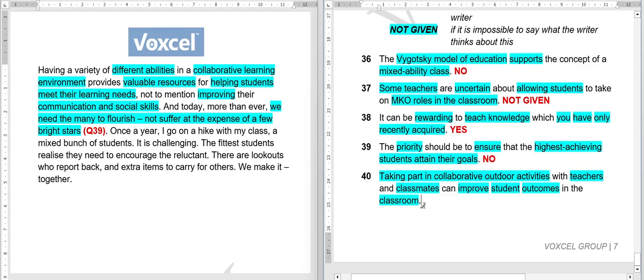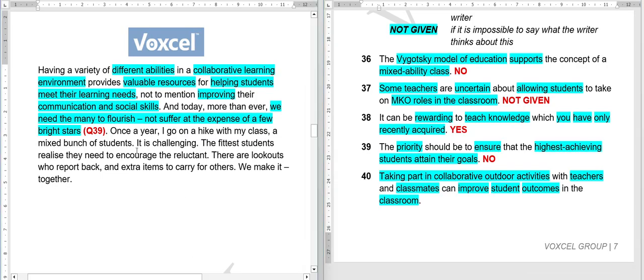So because of playing games together or something like that, if the scores can improve in the classroom, the answer will be yes. But even after playing games together or doing things outside the classroom together, if the numbers didn't improve, the answer will be no. And if we don't know whether the numbers improved or not after going outside together, the answer will be not given.